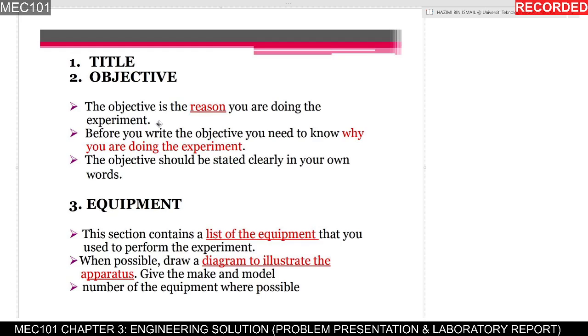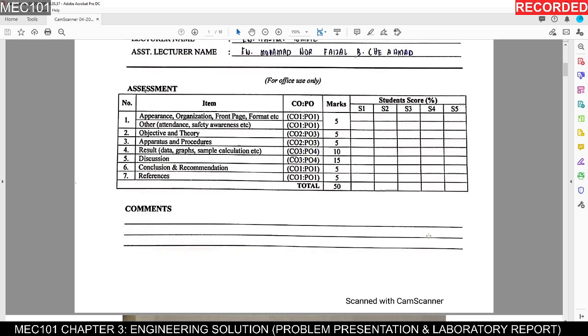So the objective is one of the important things that you have to determine, you have to know. So at the end of the experiments, you know this objective must be achieved. Okay, before you write the objective, you need to know why you are doing the experiments, and the objective should be stated clearly in your own words.